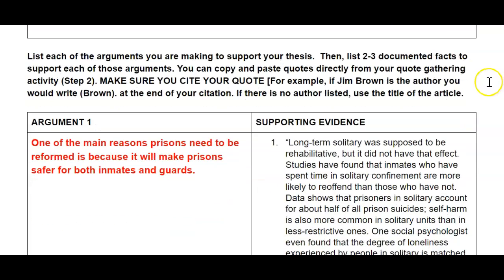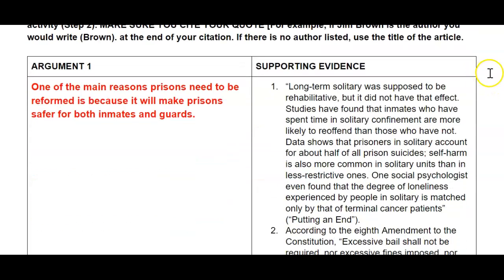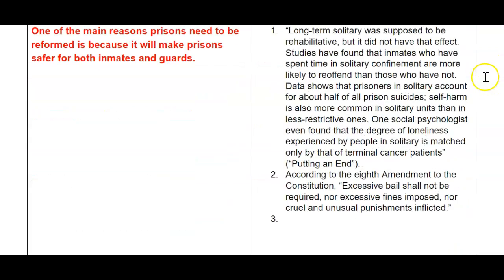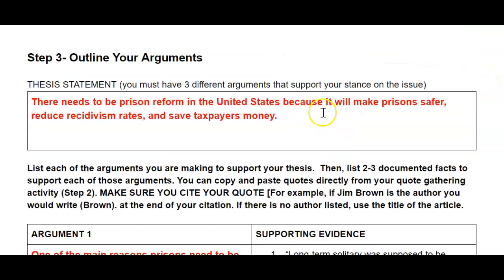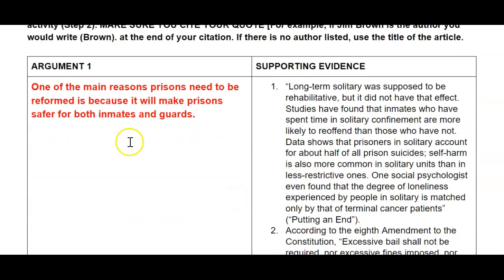Now, what you're going to do for the rest of the document is develop those 3 main points that you listed in your thesis statement. So the first point I mentioned here was that it will make prisons safer. My first argument here should be a complete sentence that states that point or that argument. So I say here, one of the main reasons prisons need to be reformed is because it will make prisons safer for both inmates and guards.